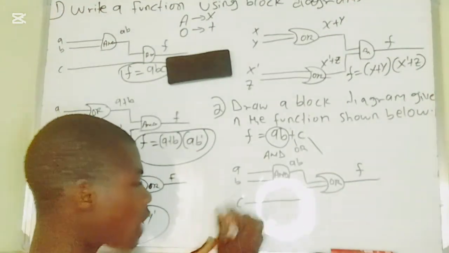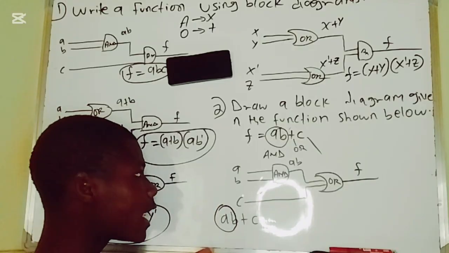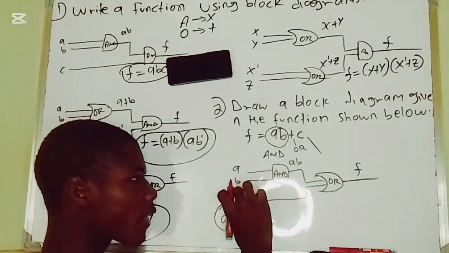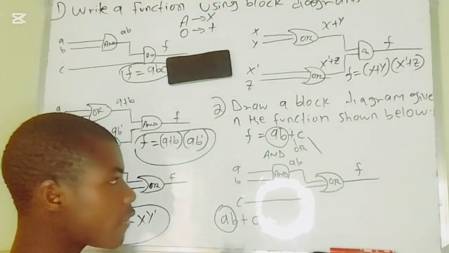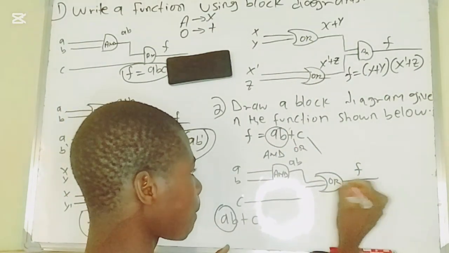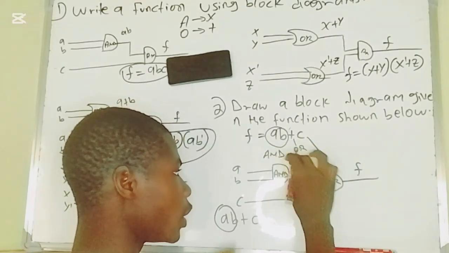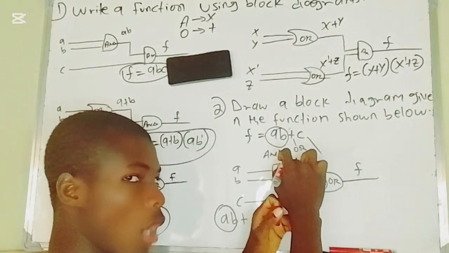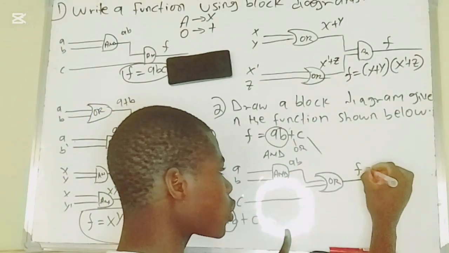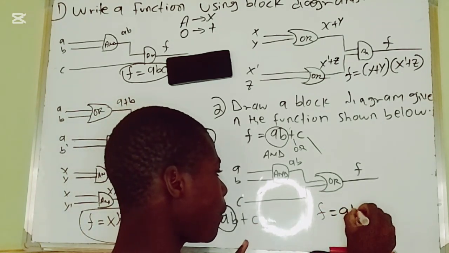So the next thing, I will have AB plus C. Because this itself is an input to this AND, and this is an input to one of the inputs in O. So therefore, I will just make this A and B. So this will become the input of one of this O, which is AB plus C, because it is O. So now the function is AB plus C.